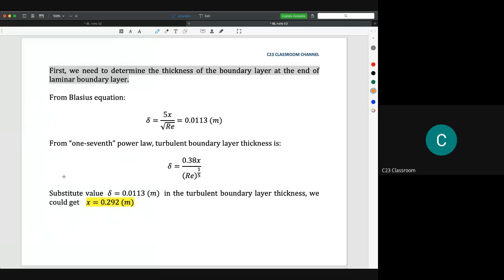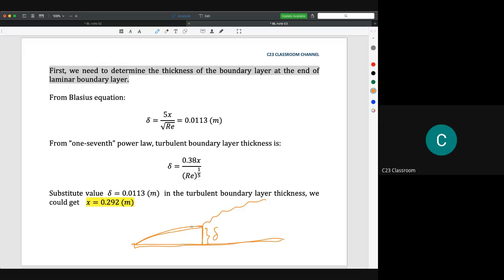laminar boundary layer. So it's referred to this one. We have a plate here, and then we have a laminar boundary layer, and then it changes to turbulent. So first we need to calculate what is the thickness of this one. So this is delta.